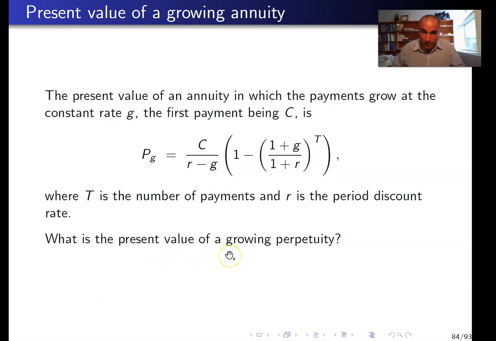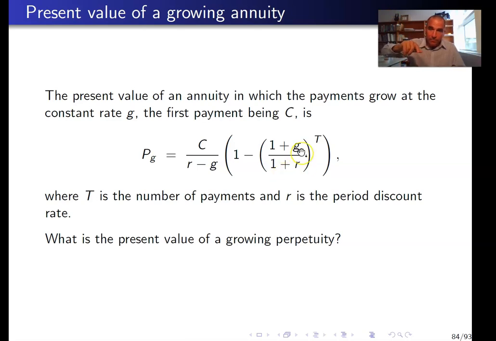What is the present value of a growing perpetuity? It depends on whether or not G is smaller than R, or equal or greater than R. So if the payment grows at a rate that is larger than the discount rate, the value of the perpetuity is infinite. For the value of the perpetuity to be finite, I need a payment that grows at a rate that is smaller than the discount rate. This way, payments into infinity end up having a present value of 0.